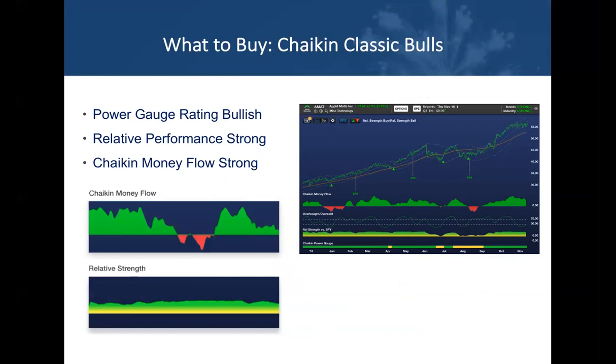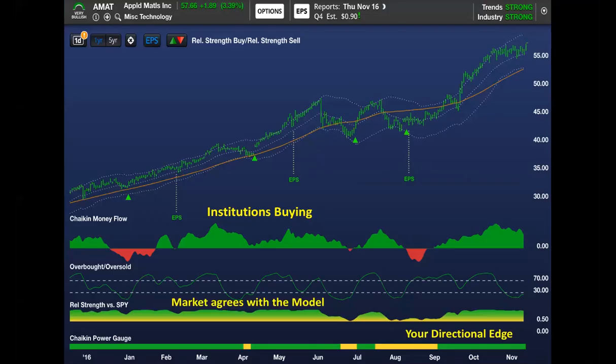One of them we call classic Chaikin bulls. These are stocks that have a bullish power gauge rating, meaning that the fundamentals for that stock are positive, which suggests that the stock is likely to outperform the market. We want stocks that are outperforming the market, and I'll explain why in a minute. And we'd like Chaikin money flow to be strong, indicating that institutions are accumulating the stock.